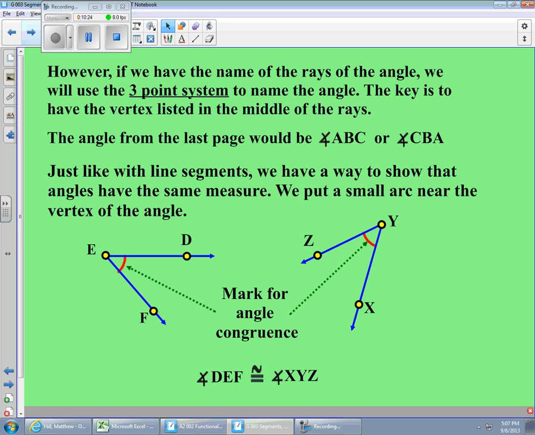Now you may be curious as to how come we're using the 3-point system, going, hey, Mr. Hill, how come we can't just call it angle E, just name it after the vertex, or angle Y? That's a very good question, and there's a good answer that goes along with it, and we'll get to that as we move forward. But for right now, just understand that the 3-point naming system is going to be the deal, not just angle E, angle DEF, not just angle Y, angle XYZ.